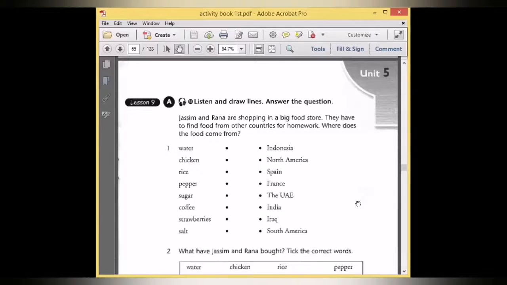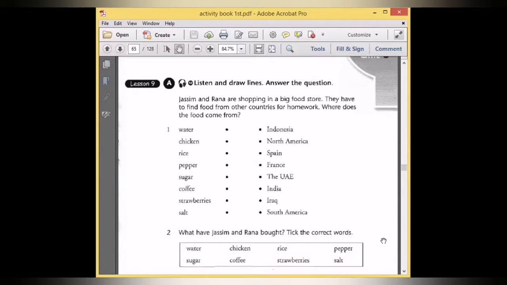Now we have exercise A on the next page. Here we will listen to Jassim and Rana, who went shopping. They tried to find some food items which come from different countries.